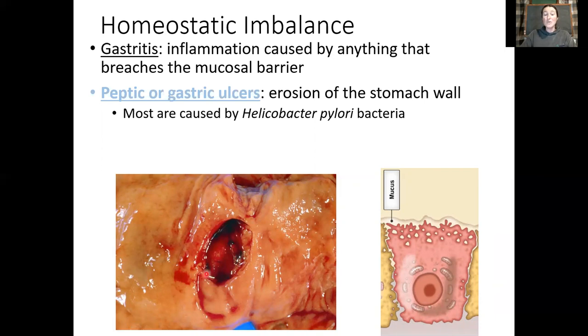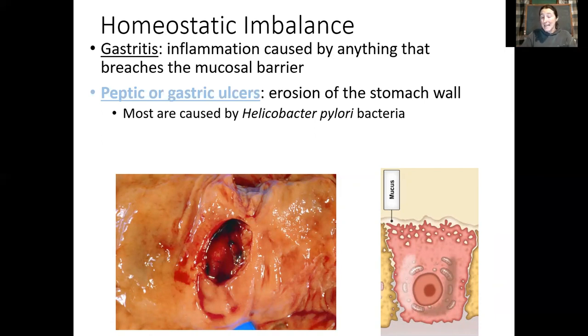And if there are holes in our stomach lining, essentially that acid and all of those maybe not digested things, including bacteria, can leak out of our stomach into our surrounding abdomen. Of course, this is very uncomfortable. It causes lots of inflammation, etc.